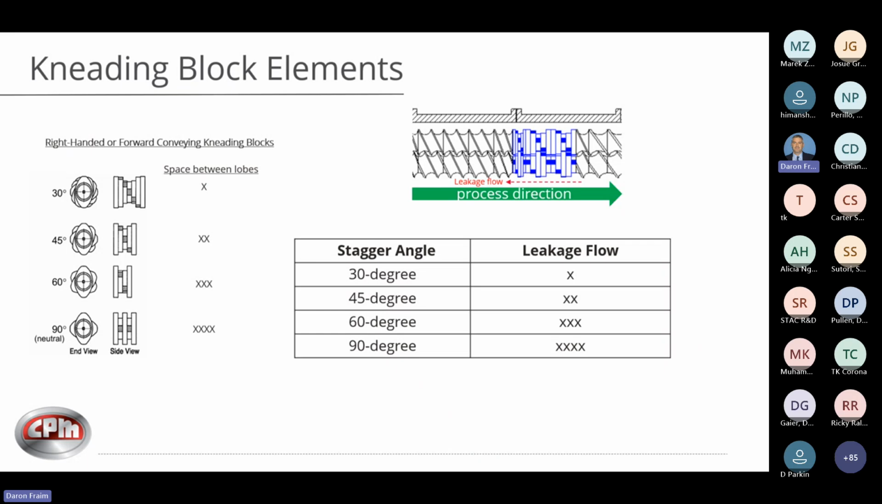Now, when we look at the kneading blocks in terms of the stagger angle, and we understand when we talk about leakage flow, you can see here on the left, when you look at the end view, you notice as you increase the stagger angle, you increase the space or gap between the lobes. And so anytime you increase that space or gap, you allow more material to flow back upstream in what we call leakage flow. So obviously going from 30 to 45 to 60 to 90, you're increasing your leakage flow. And that's important because that's what changes residence time. The more material that leaks past that element back upstream, the more time it's going to spend in that localized region.